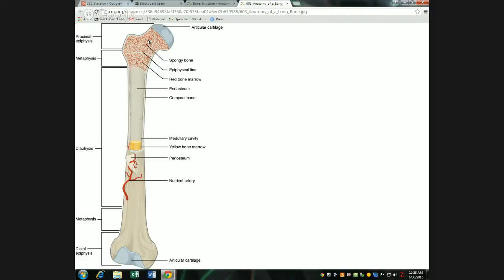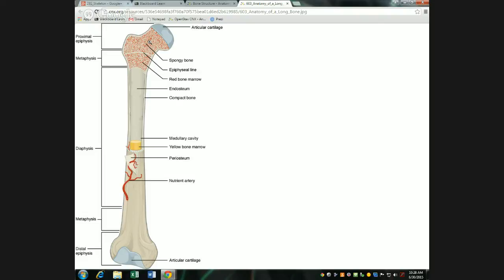So long bones are generally going to be weight-bearing bones. There are many exceptions to that. But if you think about the major bones of the leg and the arm, we don't bear weight on our arms necessarily, but they come from that lineage of four-legged animals. So those are long bones and they bear the weight of the body.